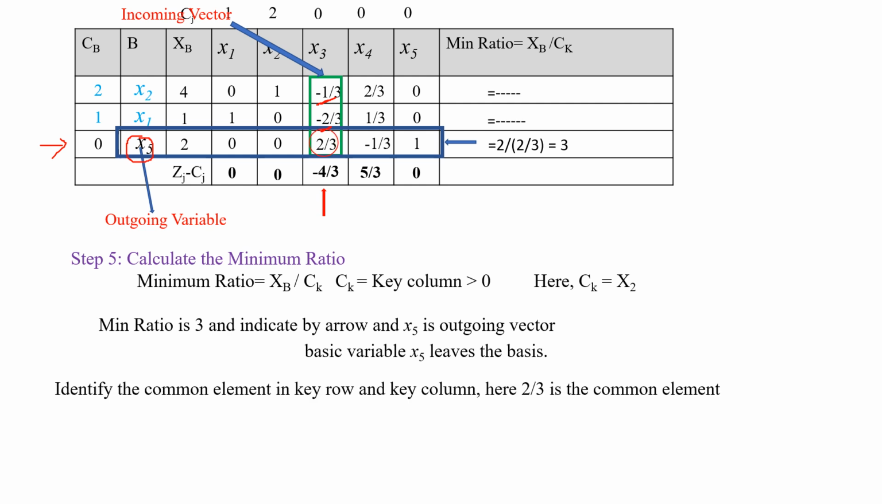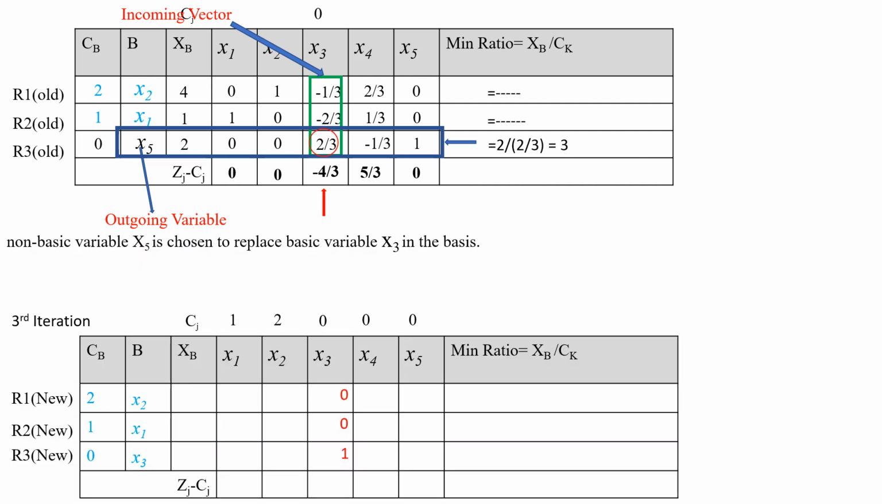So next we have to identify the common element in the key row as well as the key column. Here 2 by 3 is the common element and we are calling that the key element. So next once again I have to construct the new simplex table by replacing x5 with x3, and its cost coefficient value is 0. So next we have to do the following row operations to get the 0, 0 and 1 here.